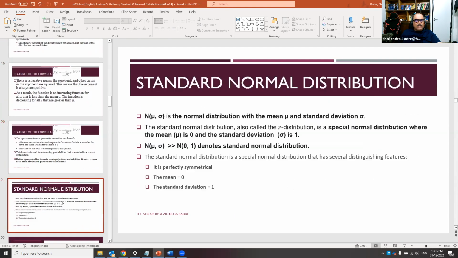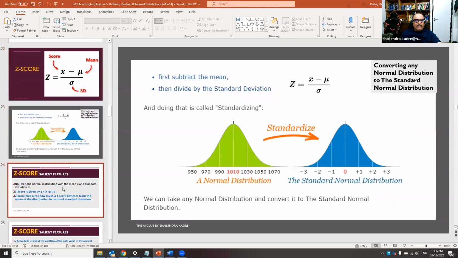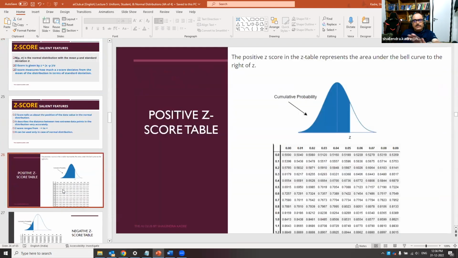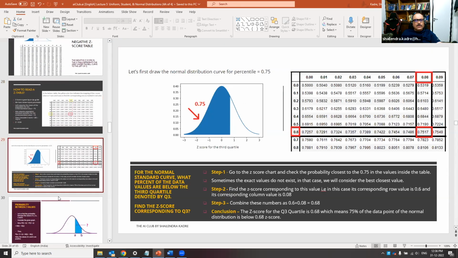Most important was the calculation of Z score. With the help of Z score, we studied based on this formula how to calculate cumulative probability and all that. A lot of problems we solved yesterday. So now you got the importance of modeling an experiment, a natural phenomenon or a social phenomenon, with the help of a distribution. Distribution means you have a formula to calculate probability all the time.